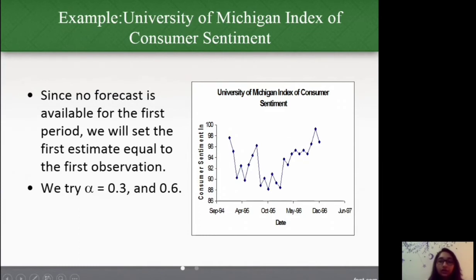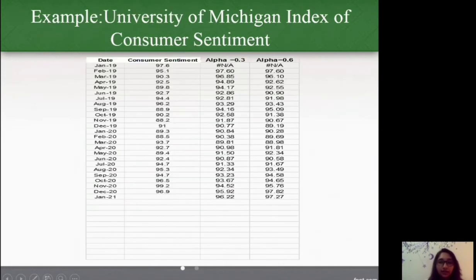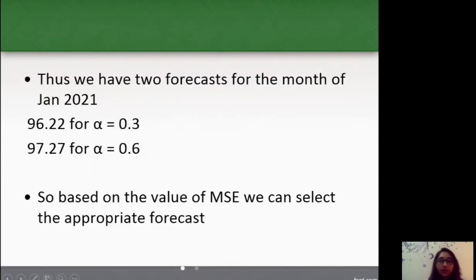So we want here a line or a trend or a curve by which we can easily predict the future observations. So here first let us try the values of alpha as 0.3 and 0.6. Here you can see the date, the observations, and then it is multiplied with alpha 0.3 and 0.6, and then further observations are met. Thus we have two forecasts for the month of January 2011. The first one is 96.22, for which the alpha value was 0.3, and 97.27, for which the alpha value was 0.6.